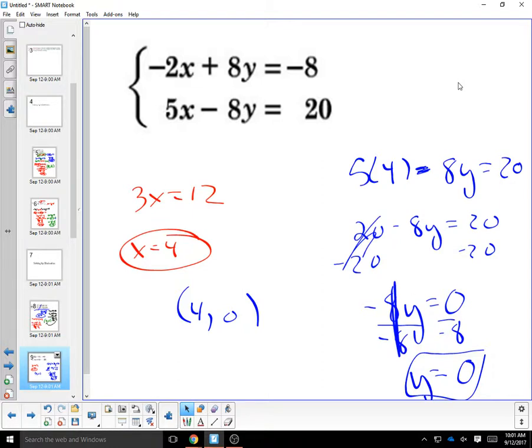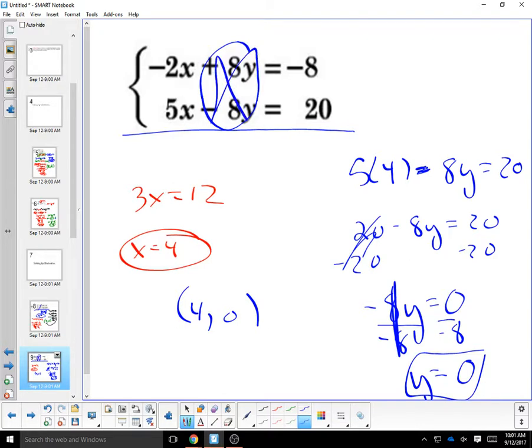Yes? Where did I get 3x equals 12? We added the two equations up here. See how those cancel? So what's 5x minus 2x? And then 20 minus 8? Boom.